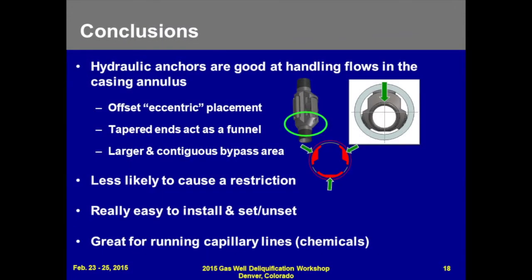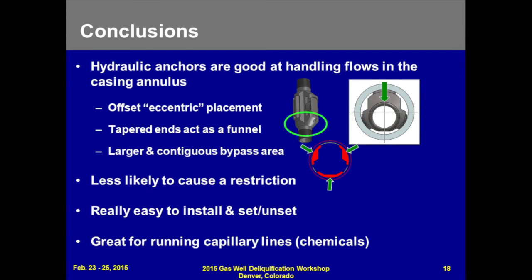In conclusion, hydraulic anchors are pretty good at handling flows in the casing annulus. The offset eccentric placement of the tubing allows gas to more easily flow. The tapered ends act as a funnel both on gas moving up and solids and fluid falling down. There's no shelf for the fluids to accumulate on compared to a mechanical anchor. And there's larger and more contiguous bypass areas. It's much less likely to cause a restriction in your wellbore.